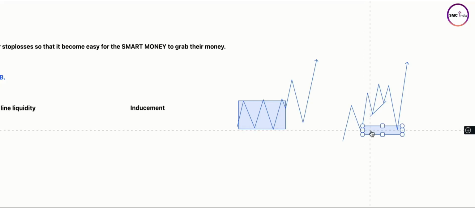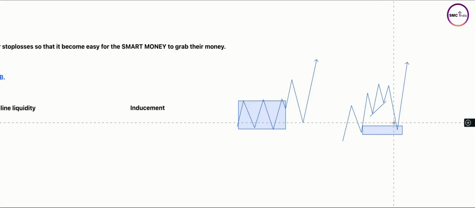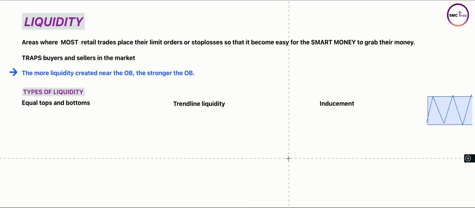So you might wait for this liquidity to be created. It might take long, but when the liquidity is created and the price hits your order block, it takes less time to reach your take profit levels. So liquidity actually helps the smart money traders a lot.